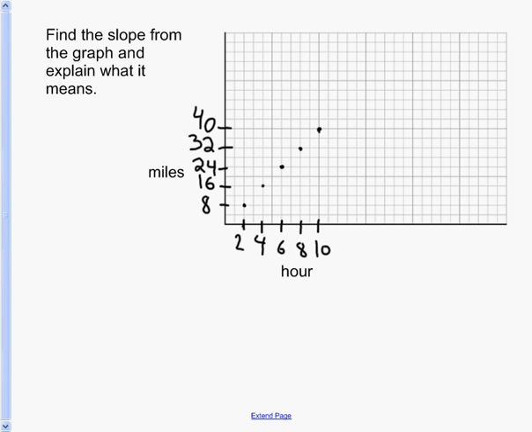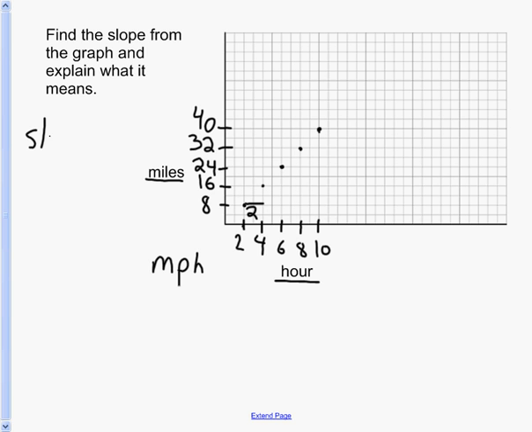On to number 6, we have find the slope from the graph and explain what it means. As we see on the bottom, we're going to have hours, and on the top we're going to have miles. So right now I already know my label is going to be miles per hour. But now I need to find my points. I have a point at (8, 2) for finding slope. Let's see, we're going over 2.